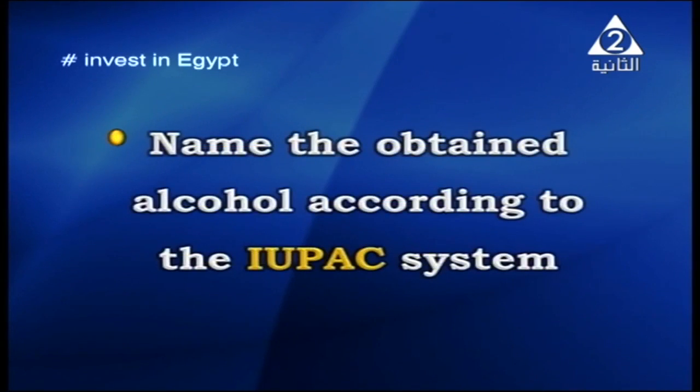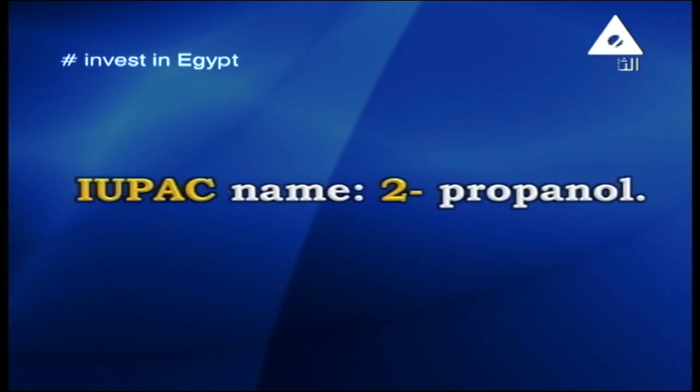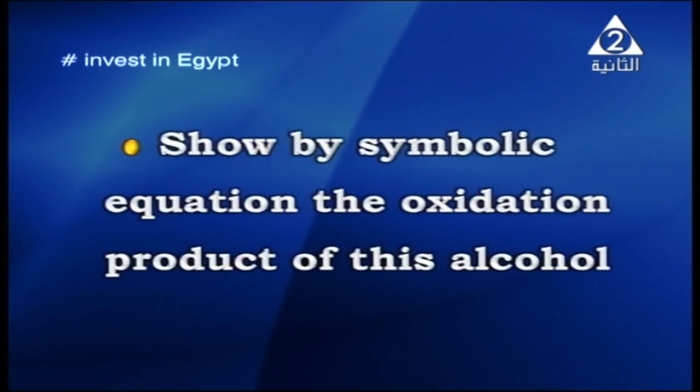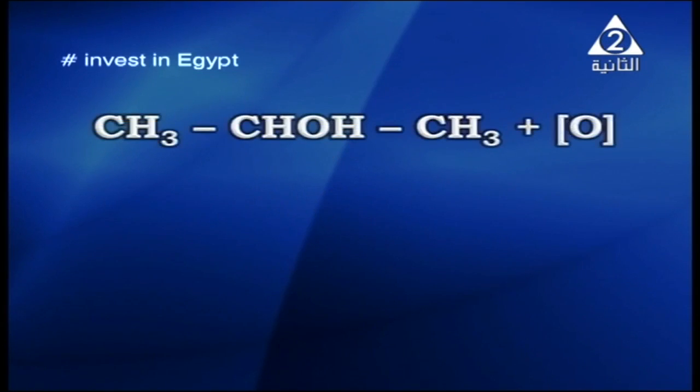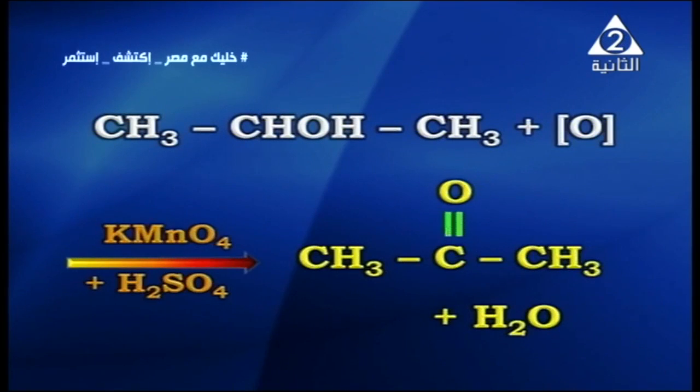Name the obtained alcohol according to the IUPAC system, so it will be 2-propanol. Show by symbolic equation the oxidation product of this alcohol. My dear student, as the equation proceeds on the screen, oxidation of 2-propanol, which is a secondary alcohol, gives a ketone, which is acetone or propanone, and releases 1 molecule of water.